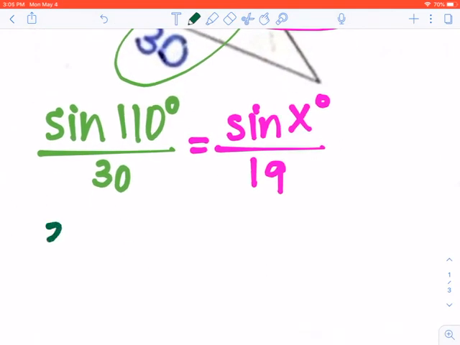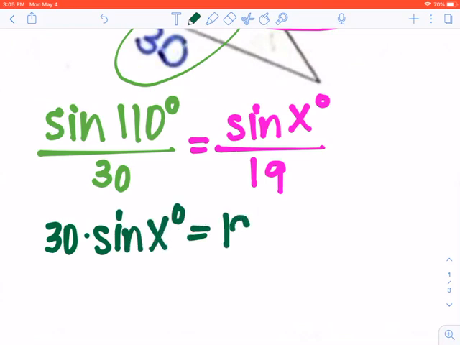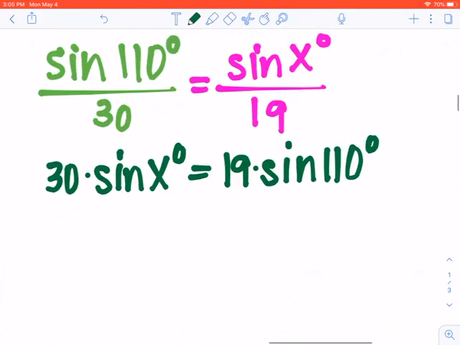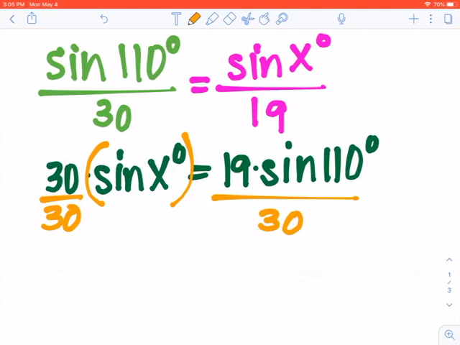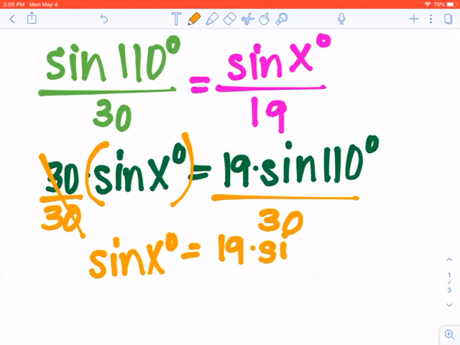It'll be 30 times the sine of x degrees equals 19 times the sine of 110. Okay? So same so far, everything's the same. It's 30 times the sine of x. I'm trying to get to x degrees, okay? And it's 30 times the sine of x, so I'm going to divide by 30. And what I have now is sine of x degrees equals 19 times sine 110 degrees over 30.